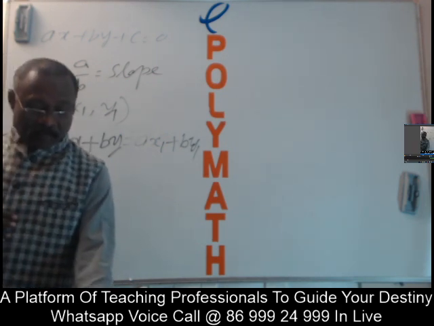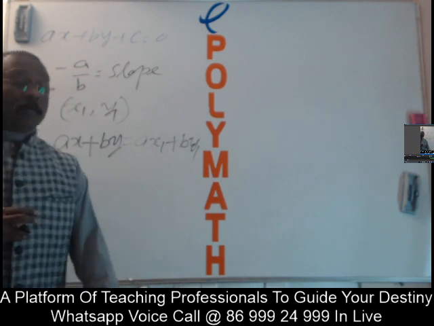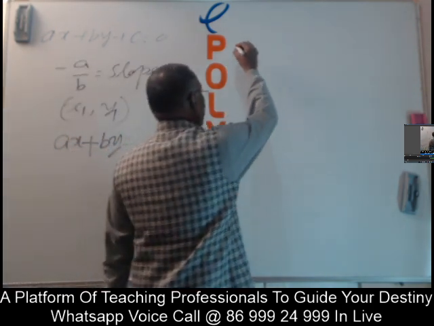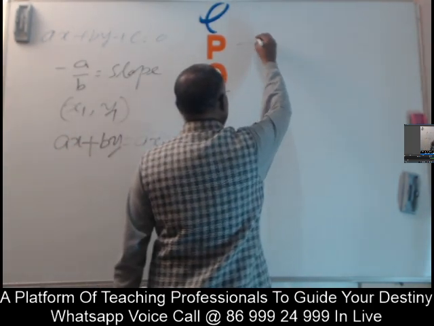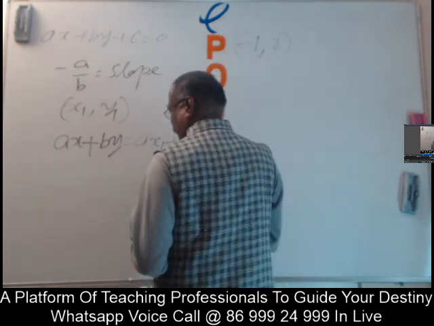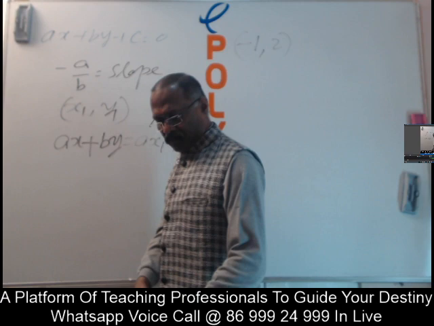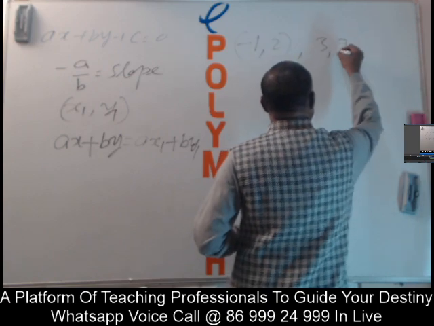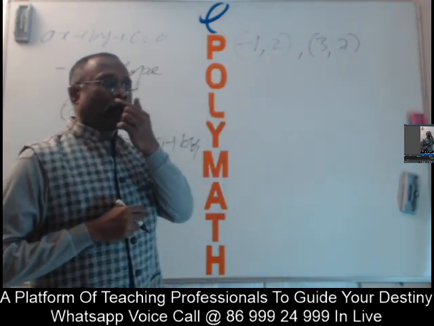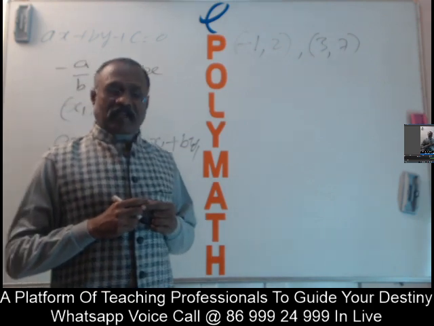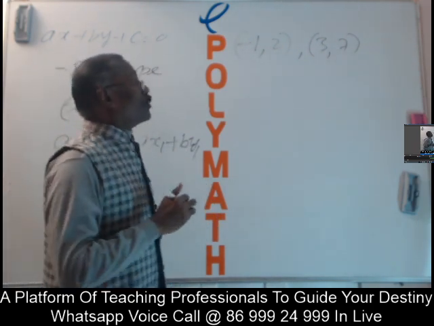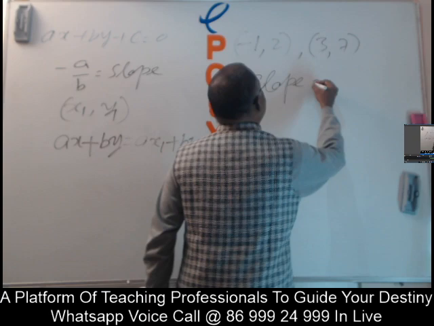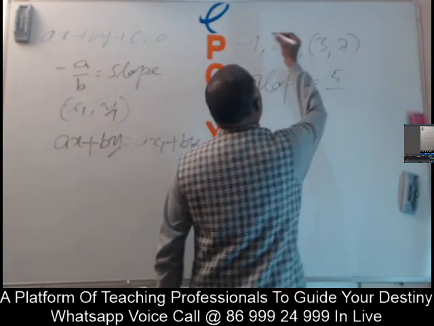Okay. So now let me take a numerical example so that you will be more comfortable with this application. Let me take a point, minus 1, 2, and another point, 3, 7. I have taken two points there, minus 1, 2 and 3, 7. Now I want to write the line equation. Then simply write the slope. What is the slope? Slope is equal to 7 minus 2, 5, by 3 plus 1, 4.